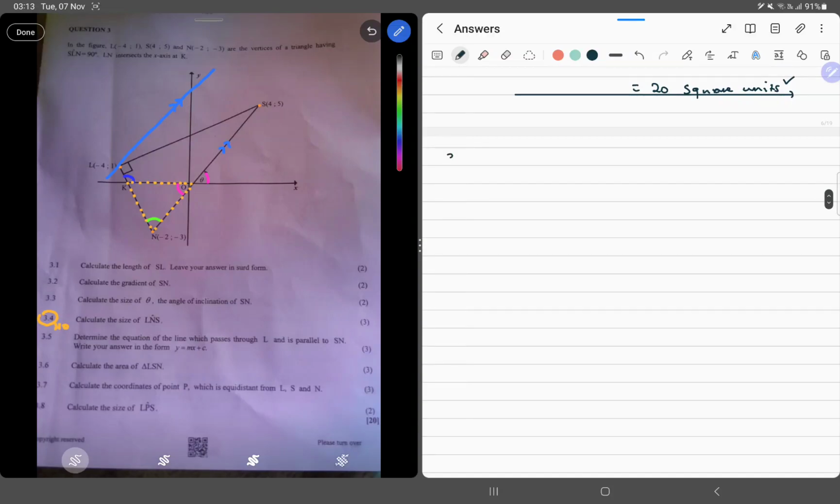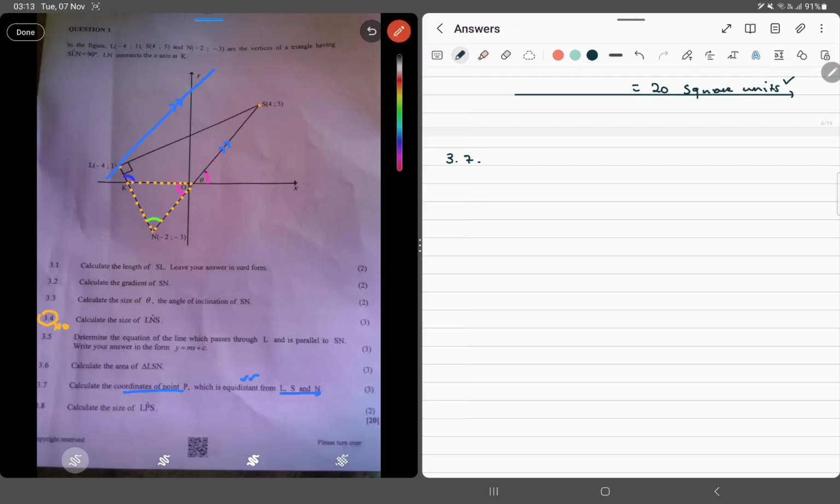Now let's do the 3.7, which caused problems. Okay, let's just do it right. Now it says calculate the coordinates of point P, which is equidistant from L, S, N. Now watch the sequence of naming those points. L, S, N. Okay, now what do we do here?